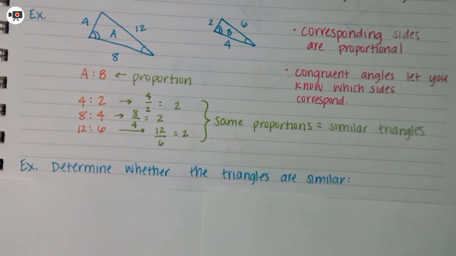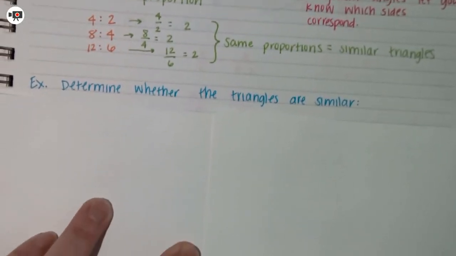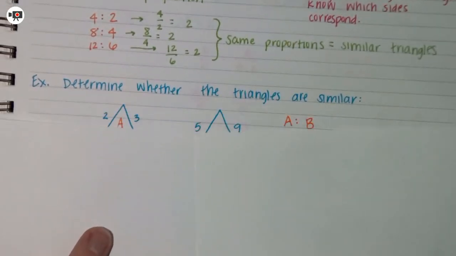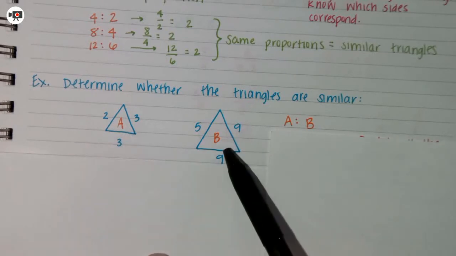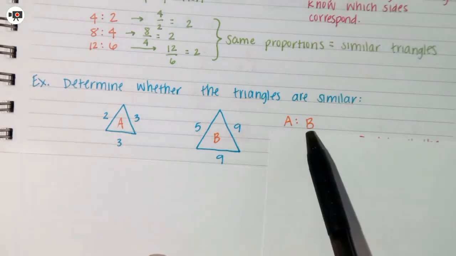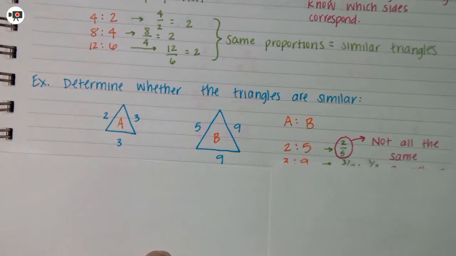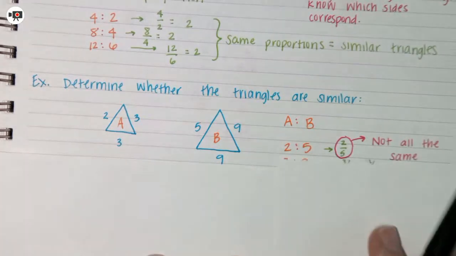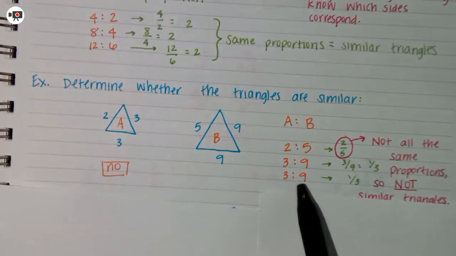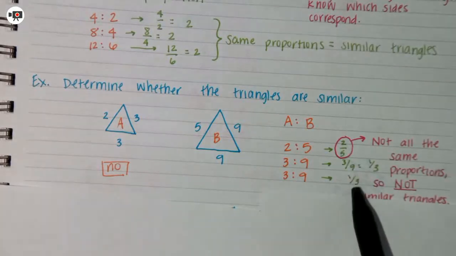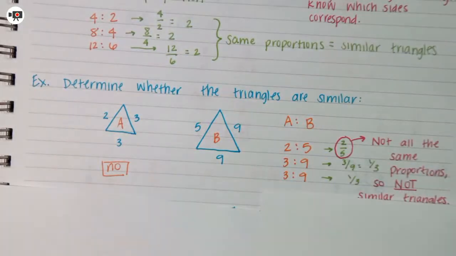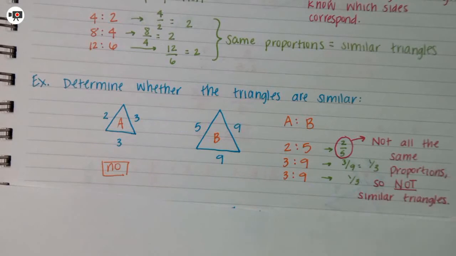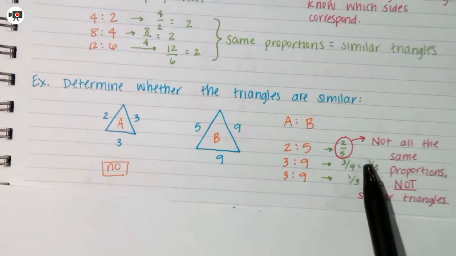So let's determine whether these triangles are similar. So I have triangle A and triangle B. If I write my proportions A to B, I will have 2 to 5, 3 to 9, and 3 to 9. Writing them as fractions, I can see that 2/5 is not the same as the other proportions, so they are not similar triangles. The others reduce to 1/3.